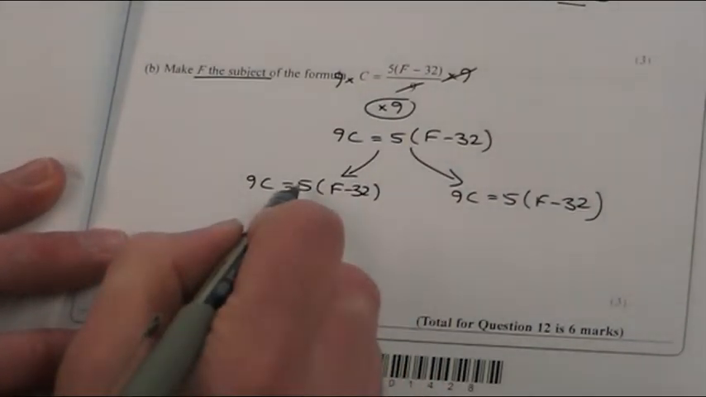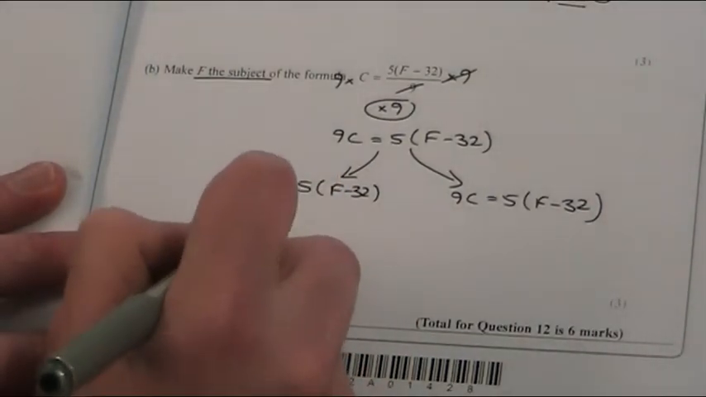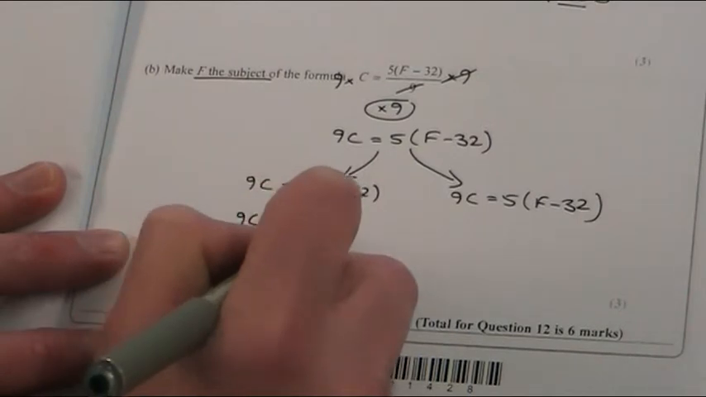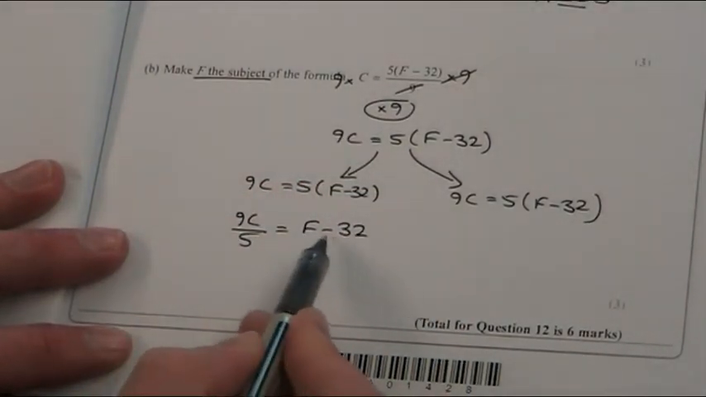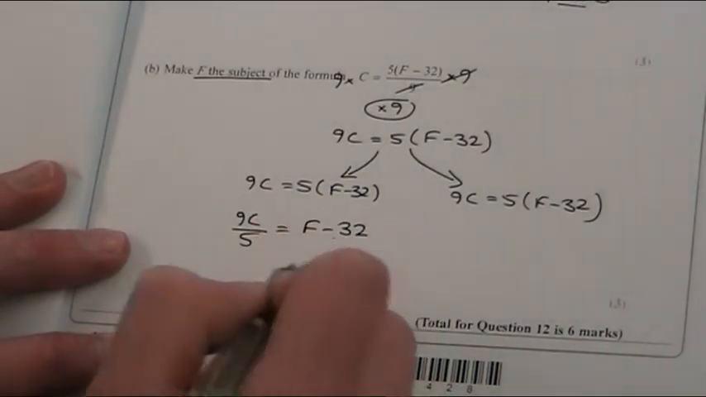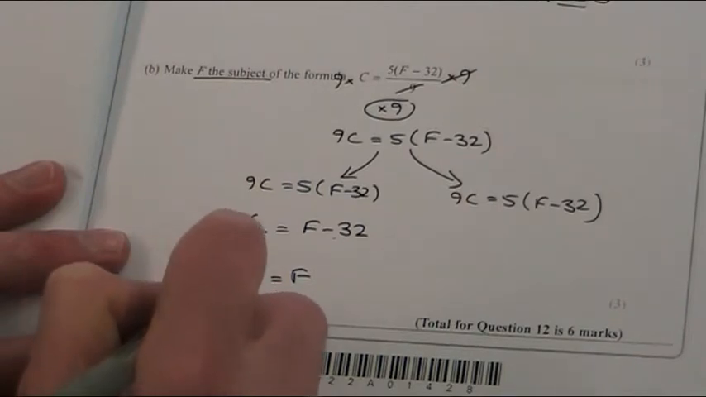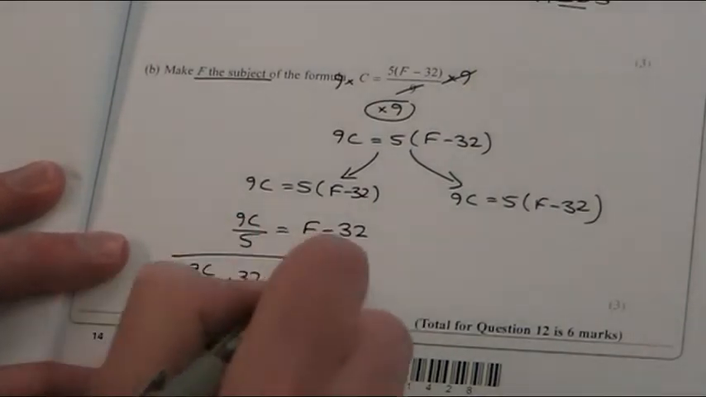So from here, because this is 5 lots, I can divide by 5. So I would get 9c divided by 5 equals f take away 32. To get f on its own, I would simply now add 32 to remove the negative 32. So I'd have f equals 9c over 5 plus 32. And for this particular question, that is going to be the easiest way of getting your answer.